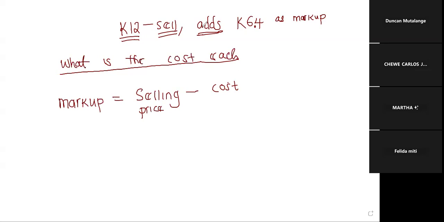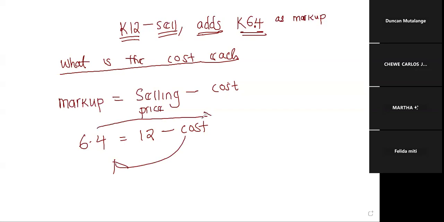This is the markup. So now what have I been given? I've been given the 12 kwacha, which is the selling price, minus the cost. I don't have the cost, but what I've been given is the markup. They're saying they add 6.4 as markup, meaning I can take this to the other side and this one to come here. So I can simply say cost is equal to 12 minus 6.4, which means this is 5.6. 5.6 is the cost. So that's the simplicity of this. I hope this is okay.